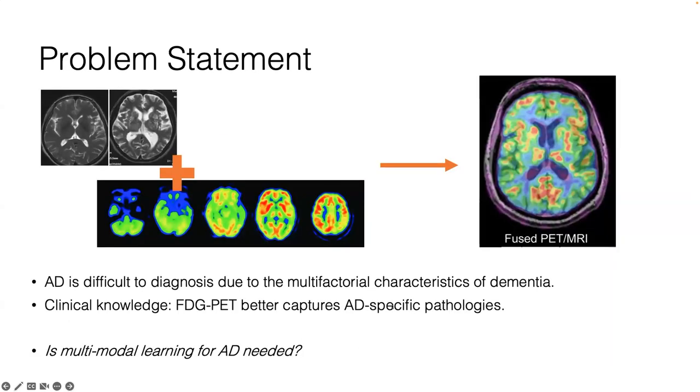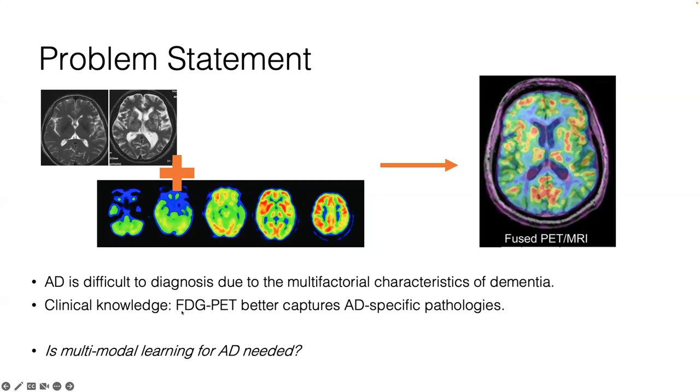The problem statement for this paper lies in the fact that there is a need for better early detection methods for all forms of dementia. Dementia, again, is increasingly affecting the world, and there's a constant push to find ways to detect it in early stages. Alzheimer's disease specifically is difficult to diagnose due to the multifactorial characteristics of dementia within scans.